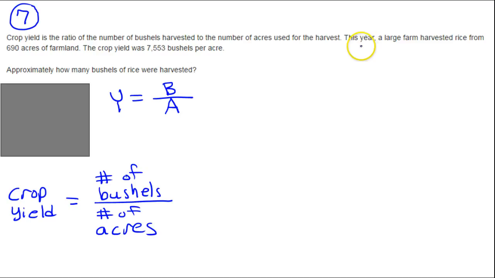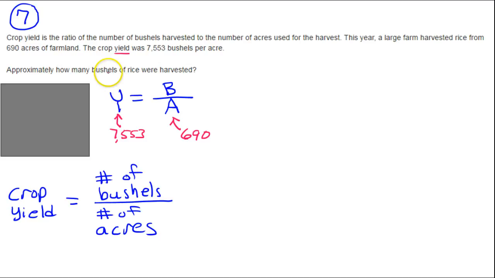Now what? This year, a large farm harvested rice from 690 acres. So it sounds like we know that this is 690. Now, the crop yield was 7,553 bushels per acre. They're telling us the yield. That means this number right here is 7,553.